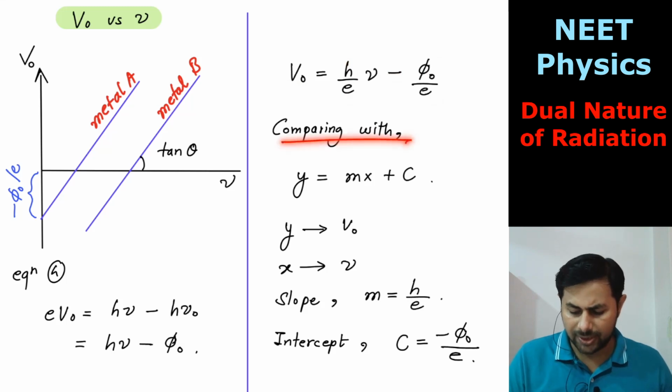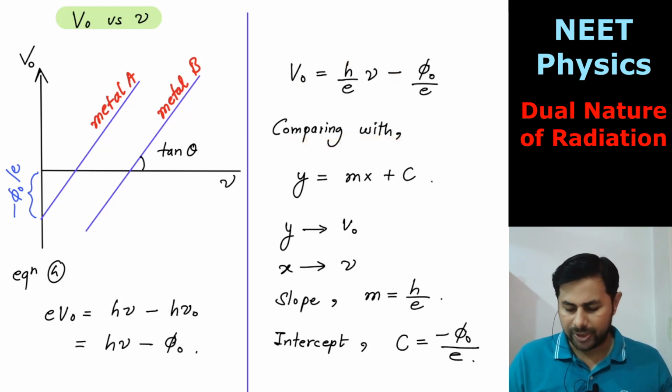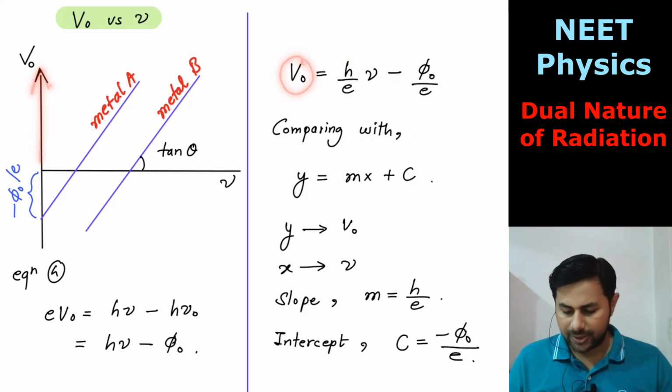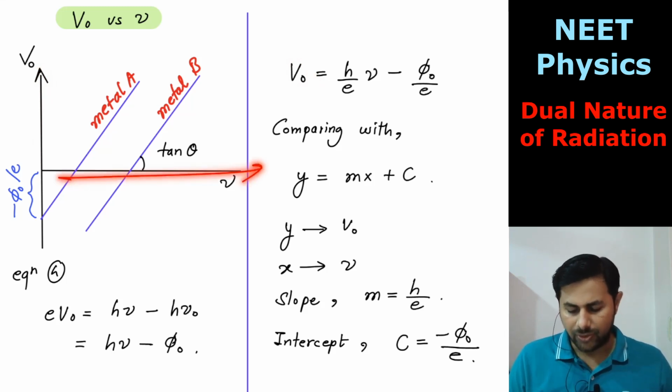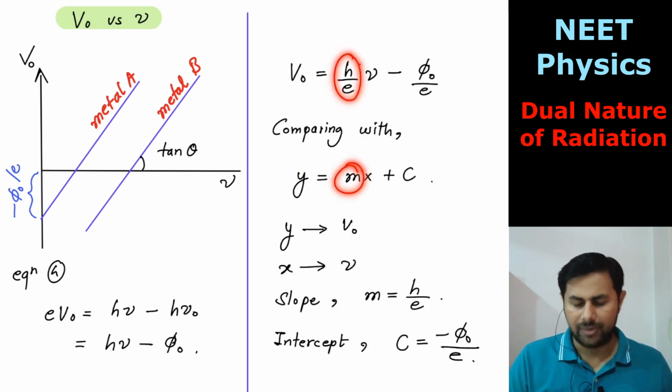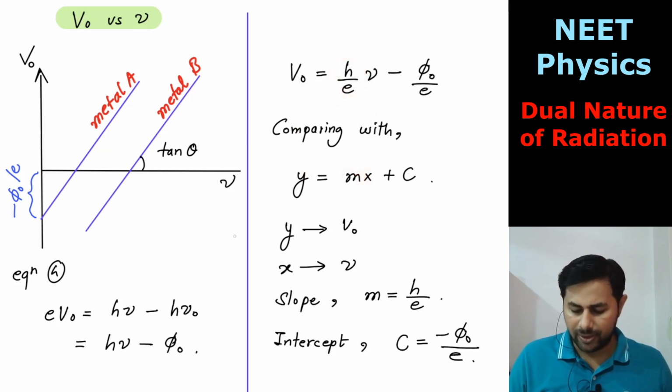Compare this with the equation of a straight line, y equals mx plus c. You are plotting V naught, the stopping potential, on the vertical axis, and nu on the horizontal axis. So your y is V naught, x is nu. What would be the slope of this graph? m is equal to h by e. What would be the slope of the graph? m is equal to what?